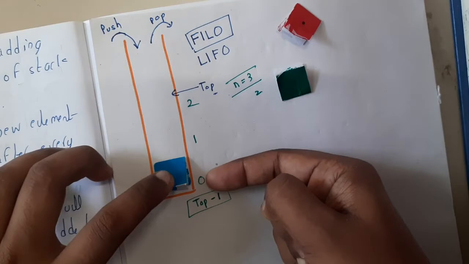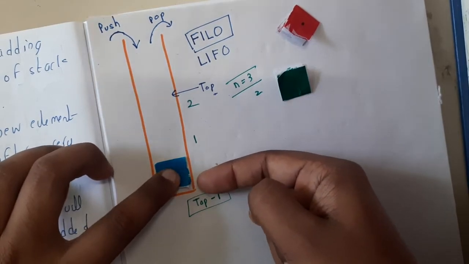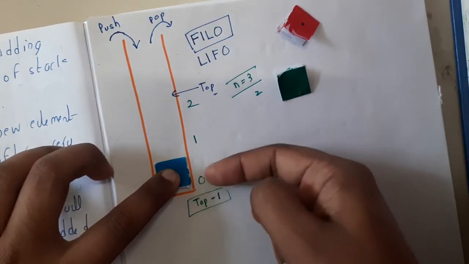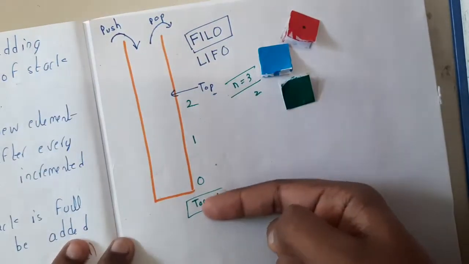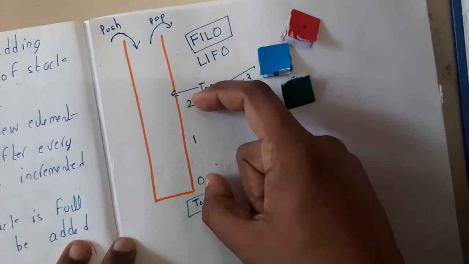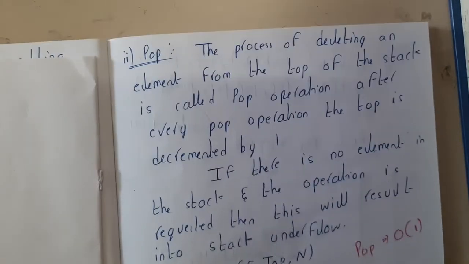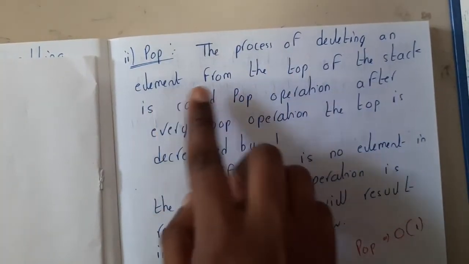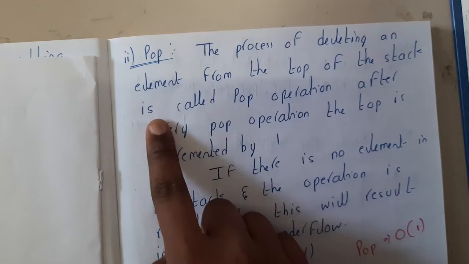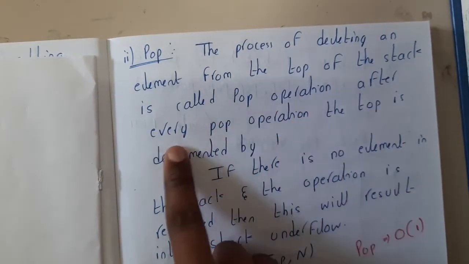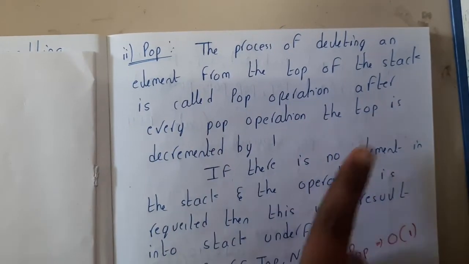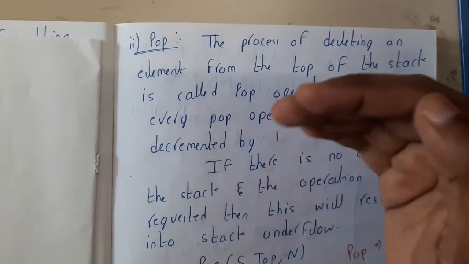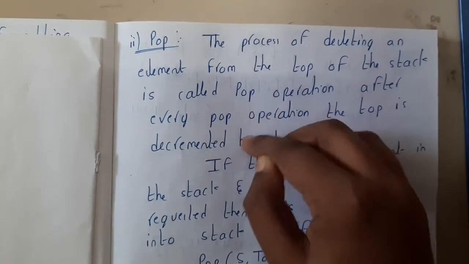So at the end, if you are decrementing the last element, the top will go to -1. Once it reaches -1, it will say that the stack is empty. Got it? Yes. So now let us continue. The process of deleting an element from the top of the stack is called the pop operation. After every pop operation, the top is decremented by 1. That is the reason why the top goes from 5, 4, 3, 2, 1 to -1.